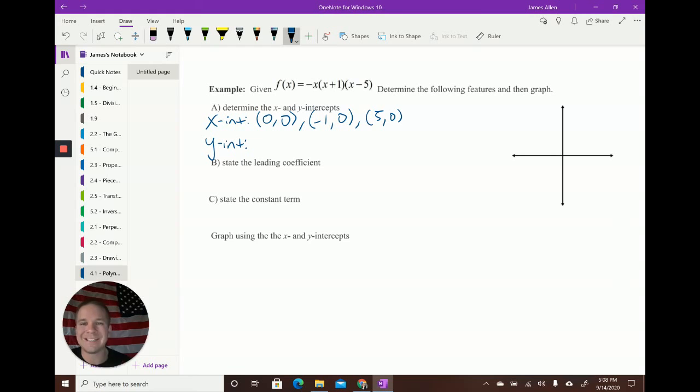Well, my y-intercept, if I plugged in 0 for x, that's when it's crossing the y-axis, right? Anywhere along here, my x value is going to be 0.